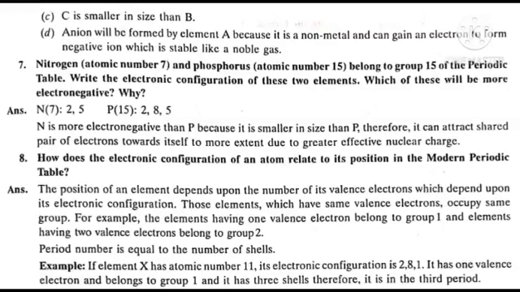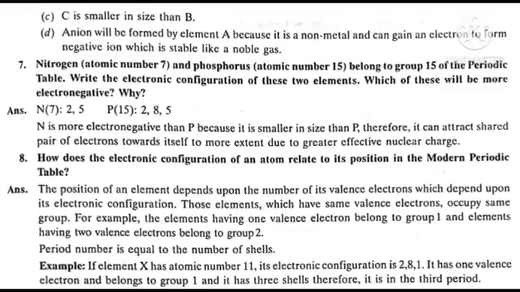For example, if element X has the atomic number 11, its electronic configuration is 2, 8, 1. It has one valence electron and belongs to group 1. And it has 3 shells, therefore it is in the third period.